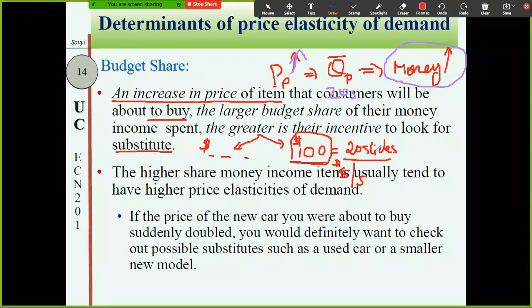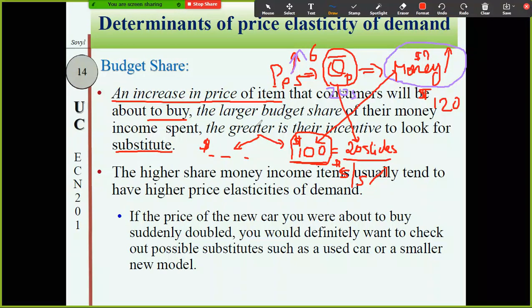But when the price of pizza goes up to $6, from $5 to $6, and they want to buy the same 20 slices as before, how much money will they spend? Still $100? No, not $100. It becomes how much? It will be $120.